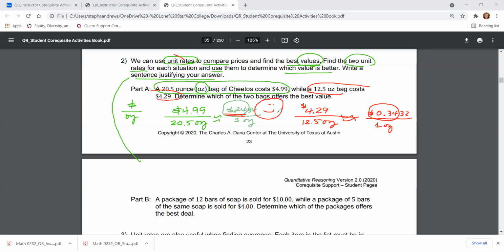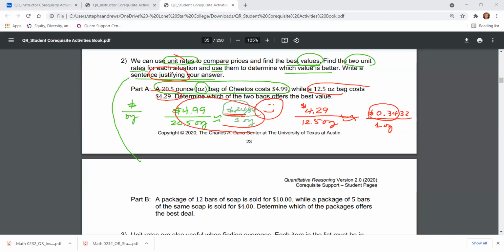The 20.5 ounce bag of Cheetos cost $4.99, while the 12.5 ounce bag costs $4.29. That's too long. I don't need to do that. The 20.5 ounce bag is a better deal because it is priced at 24 cents per ounce, while the smaller bag costs 34 cents per ounce. It's just asking us to justify our answer.